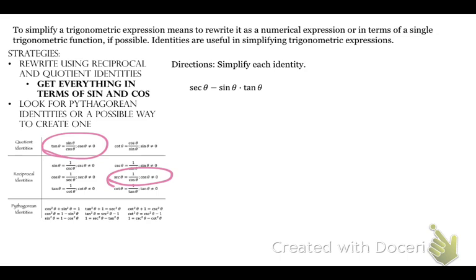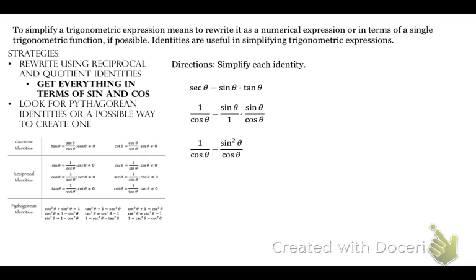So let's write this in terms of that. And I'm not going to change the sign. So that's 1 over cosine minus sine of theta times sine of theta over cosine. Now I can put that sine of theta over 1. It makes it a little bit easier, and then just multiply straight across right there. So we have 1 over cosine minus sine squared of theta over cosine.